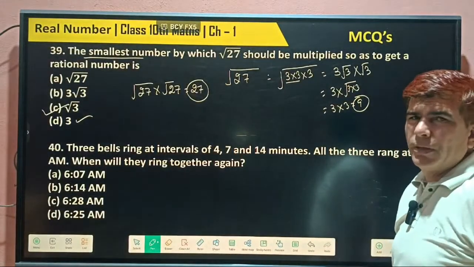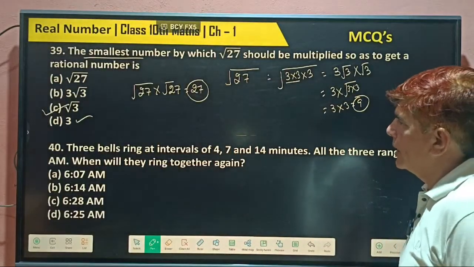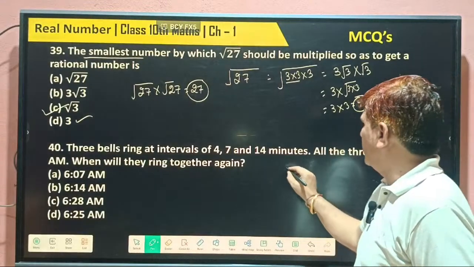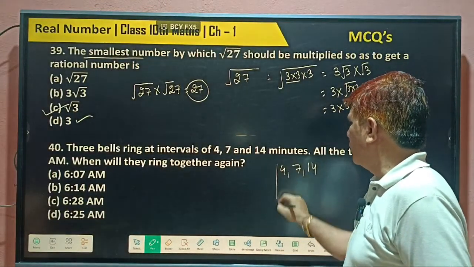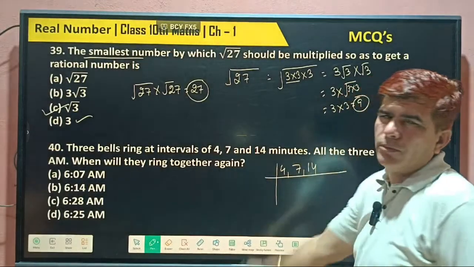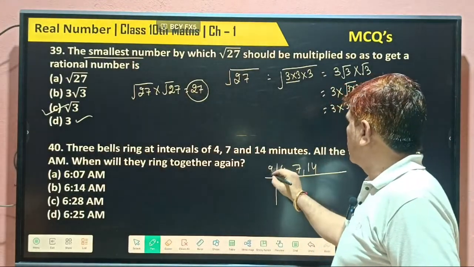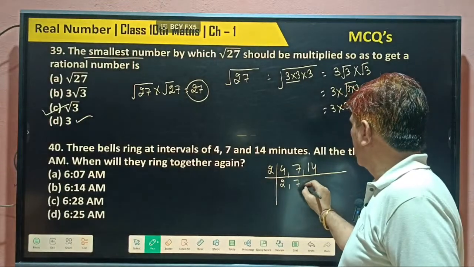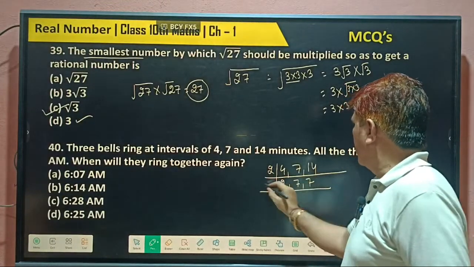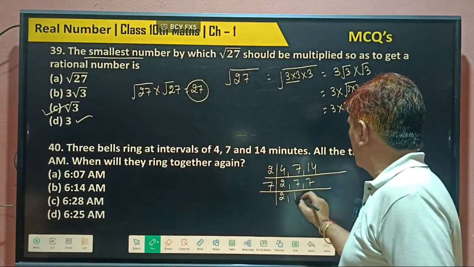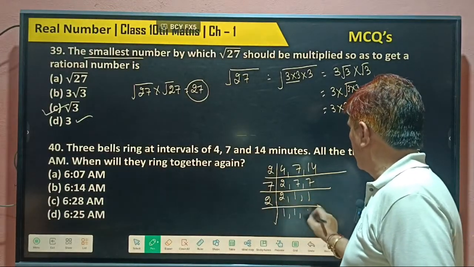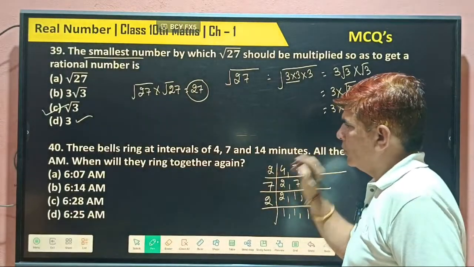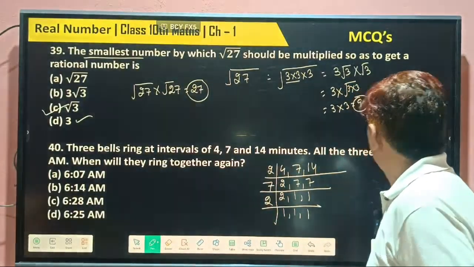These are very simple. Three bells ring at intervals of 4, 7 and 14 minutes. So in this you have to directly find out the LCM of this type of numbers. 2, 2, 7: 4, 7, 14 becomes 2, 7, 7, then 2, 1, 1, again 2, 1, 1, 1. 2 times 2 is 4, 7 to the 14, 14 to the 21.